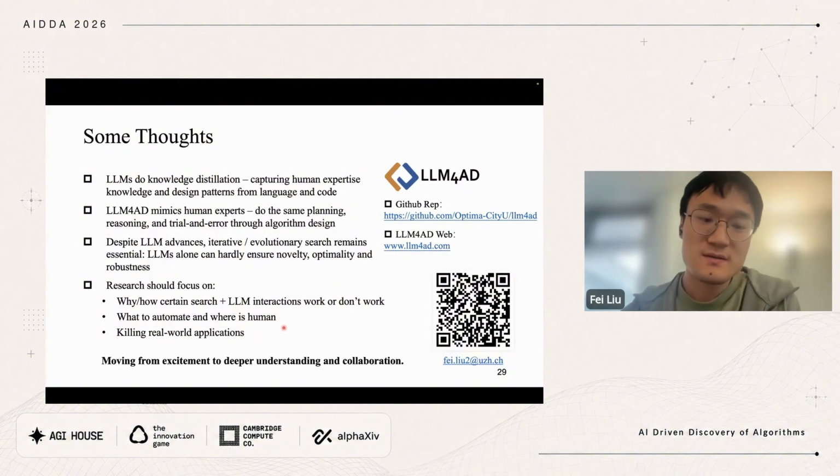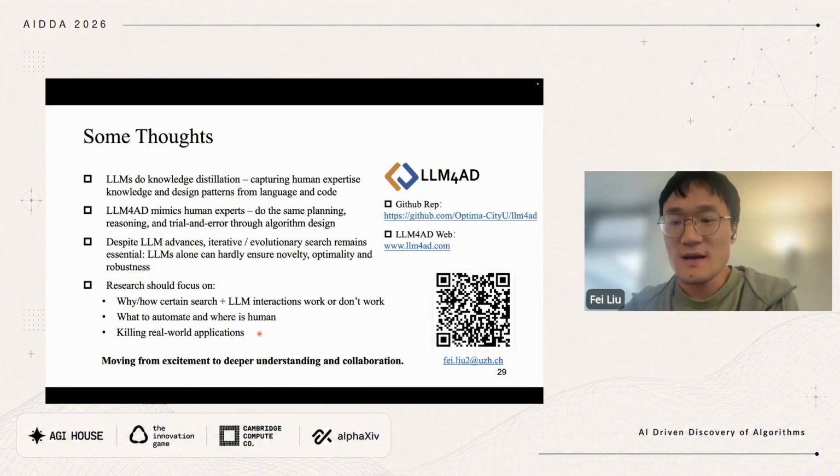Okay, I hope that we can move from excitement to deeper understanding and collaboration in this event, because we are all working on related, very close areas. And I think it is a very promising approach for algorithm discovery. If you're interested, you can visit the website or you can contact me. This is my email. Okay, thank you.